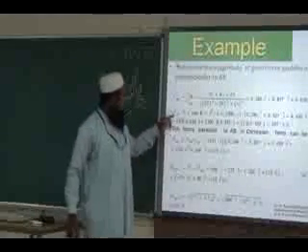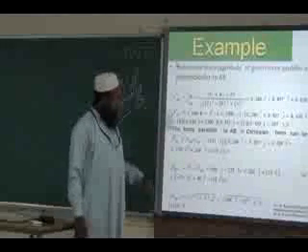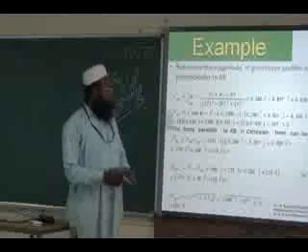So after finding the scalar, then we find the vector that's perpendicular.